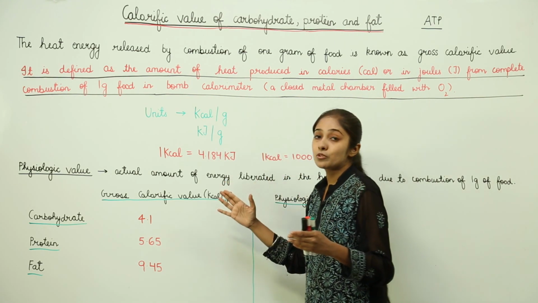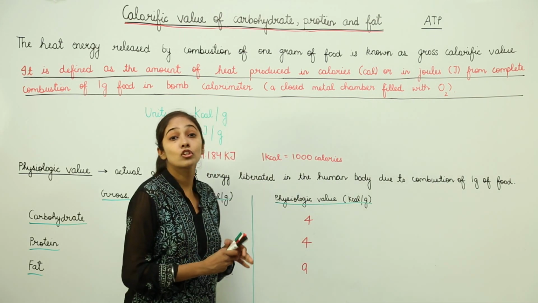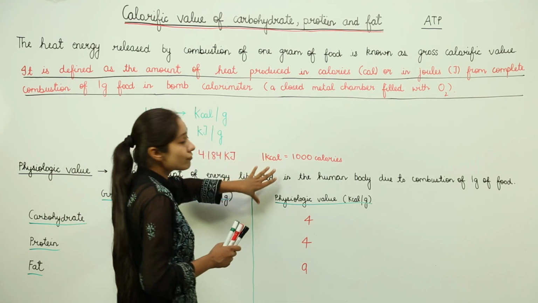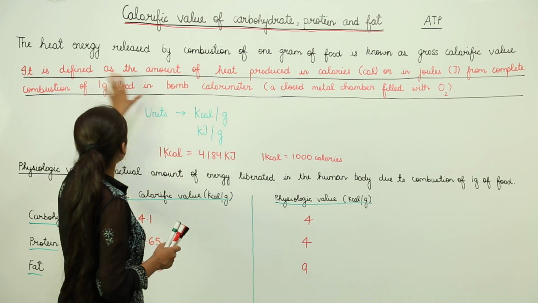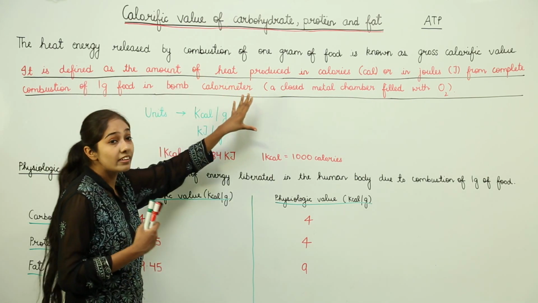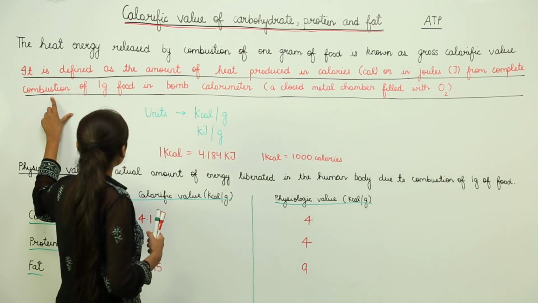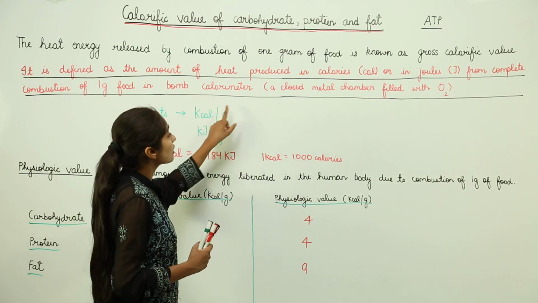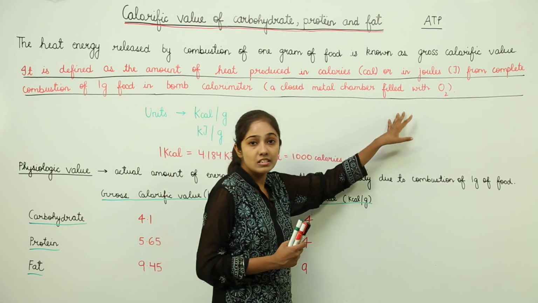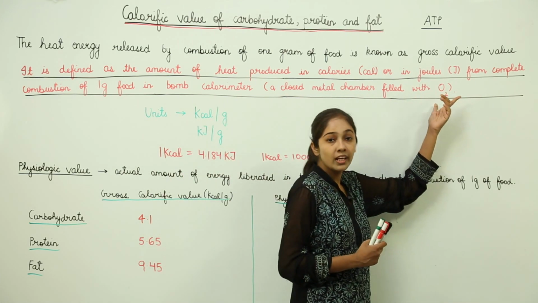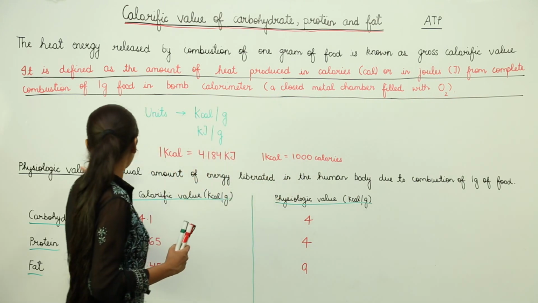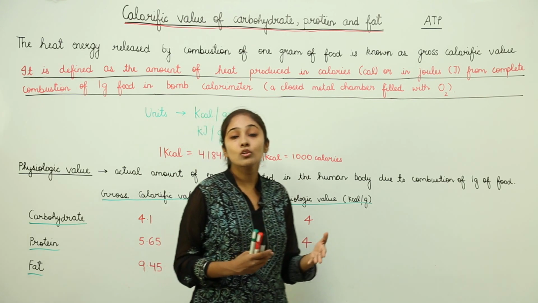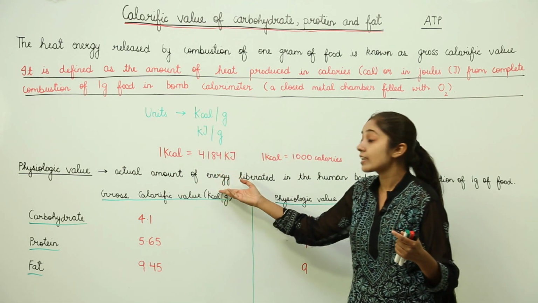What is the difference between the gross calorific value and the physiologic calorific value? You can differentiate first in terms of the definition. The gross calorific value is the amount of heat produced in calories or in joules from complete combustion of 1 gram of food in a bomb calorimeter. A bomb calorimeter is a closed metal chamber filled with oxygen. Oxygen supports combustion. The physiologic value is the actual amount of energy liberated in the human body due to combustion of 1 gram of food.